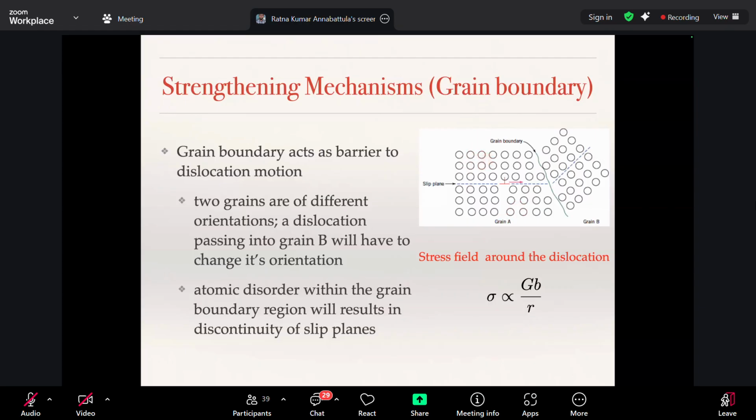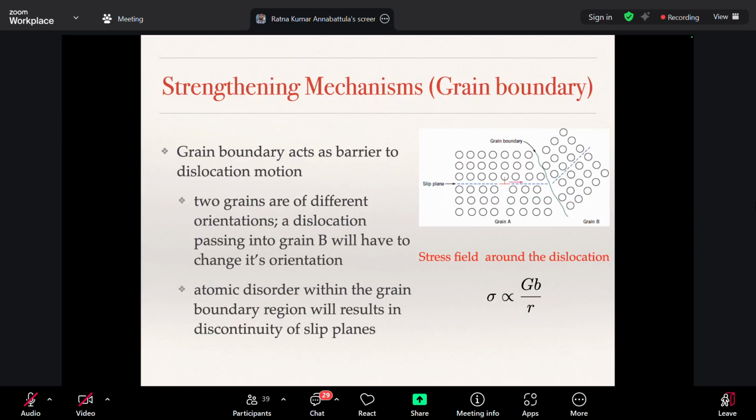But typically when we look at a polycrystalline material, you will have several of such grains. Each grain is oriented in its own way, in a very random fashion. Correct? So now we will discuss what happens when you have such grain boundaries. Here we are going to talk about strengthening mechanisms in a polycrystalline material.